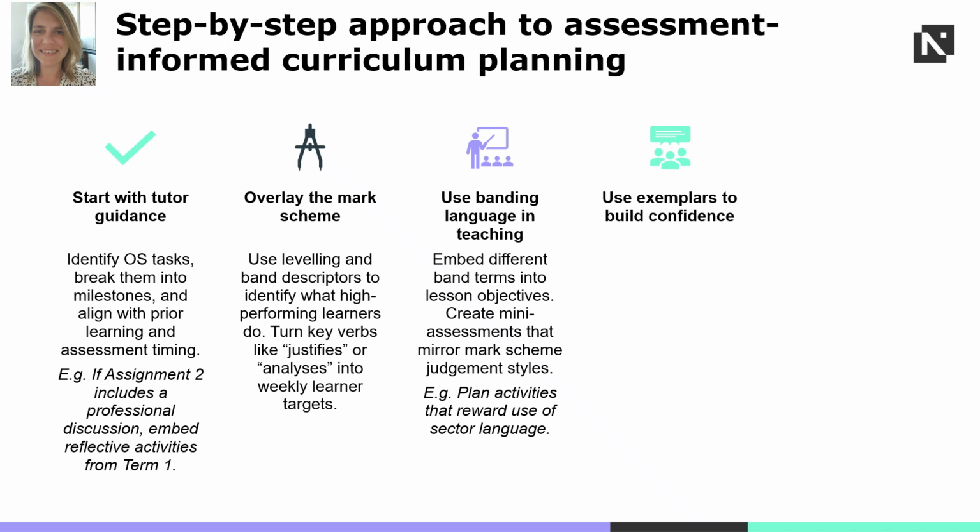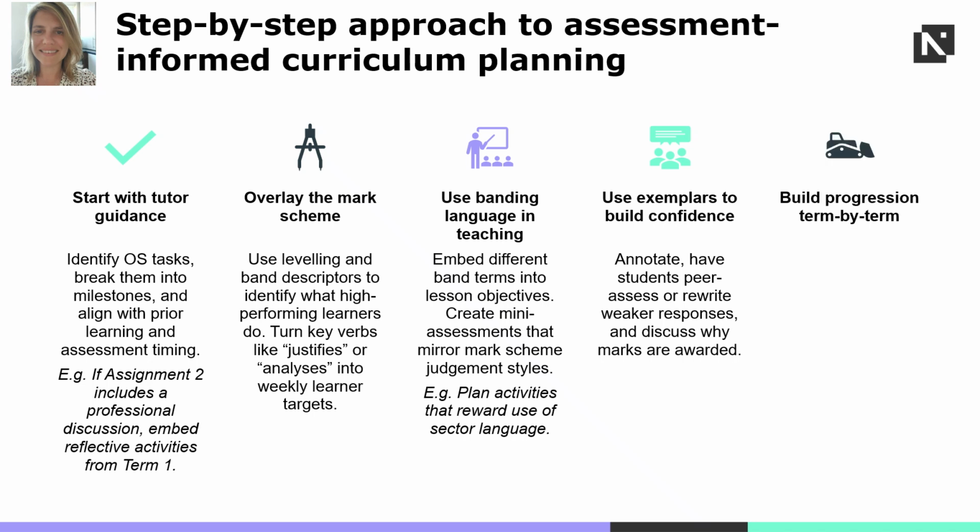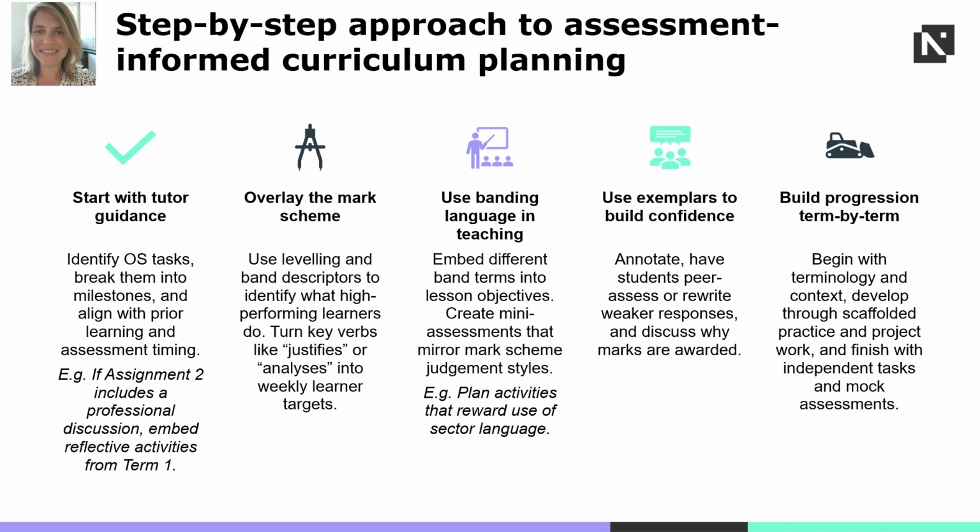Number 4, use exemplars alongside guidance and mark schemes. Annotate examples with mark scheme terms. Let students apply the criteria and grade them. Use group activities to rewrite lower band responses. Number 5, plan for progression across terms. Term 1, for example, would be knowledge of terminology, understanding of sector context, and introduction to task types. Term 2 would be project-based learning, scaffolded responses, and mini practical or reflective tasks. Final prep would be independent work, mock tests, and peer assessments using simplified mark schemes.